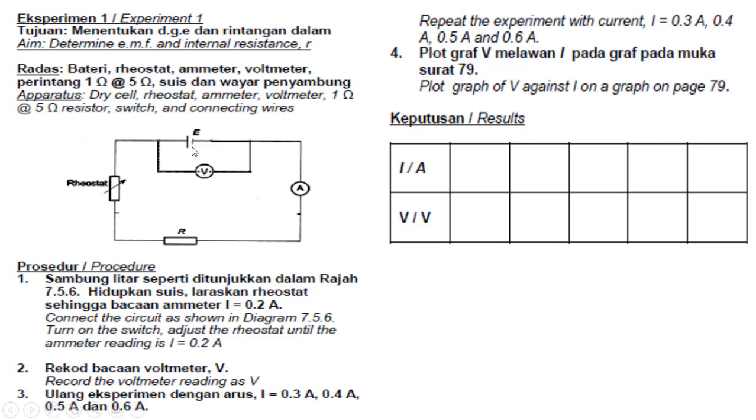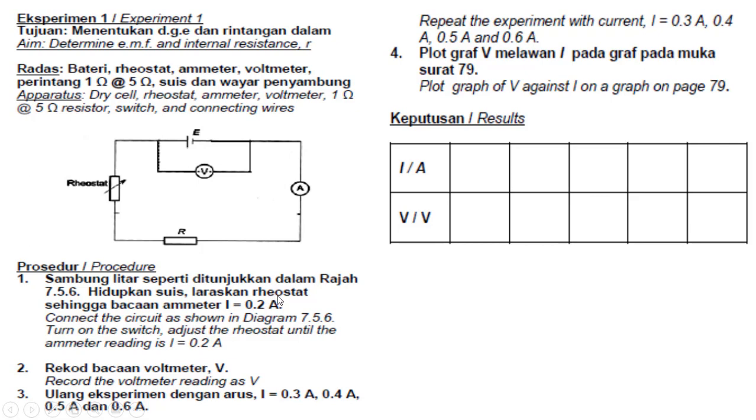What we need is a battery, a rheostat, an ammeter, a voltmeter, one resistor, either 1 ohm or 5 ohm, a switch, and of course connecting wires. This is how we arrange the circuit. The battery is connected with the voltmeter in parallel. Then in series, from the positive terminal go to the rheostat, and from the bottom of the rheostat go to the resistor, the ammeter, and back to the negative terminal of the battery.